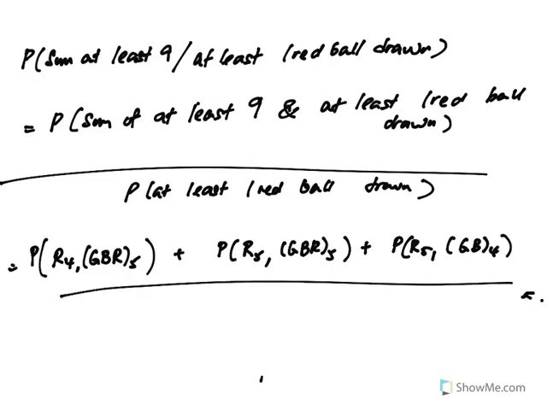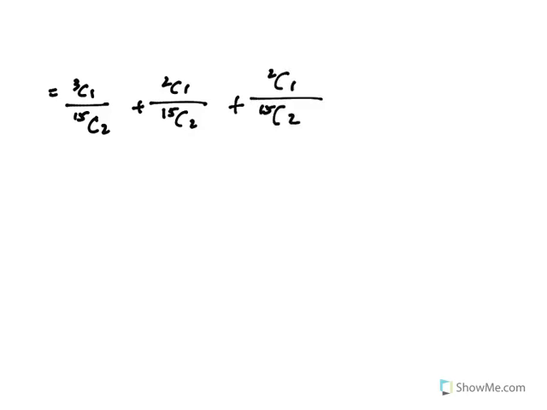Okay, the denominator, at least one red drawn. This is just from part 1. So this is 4 over 7. And for the numerator now, let's say 15 choose 2: 3 choose 1 over 15 choose 2, plus 2 choose 1 over 15 choose 2, plus 2 choose 1 over 15 choose 2, over 4 over 7. And the answer comes out to be 7 over 60.